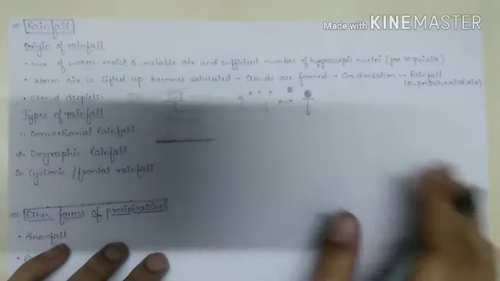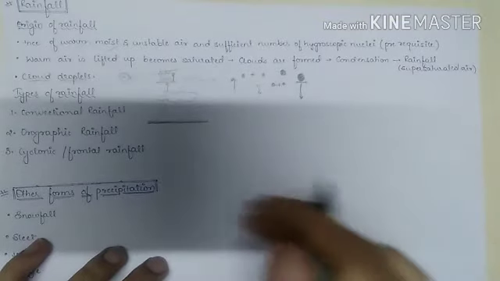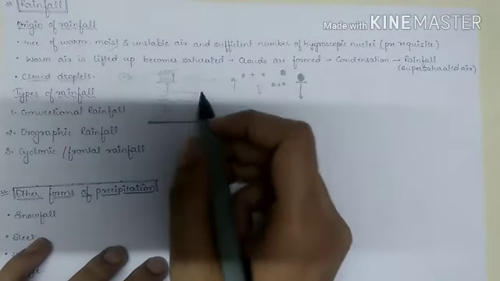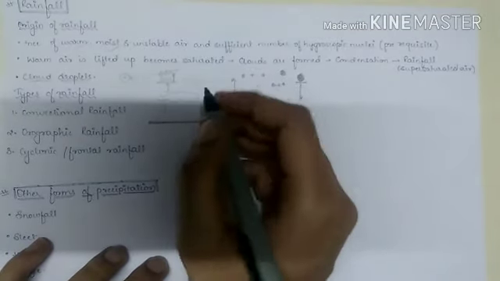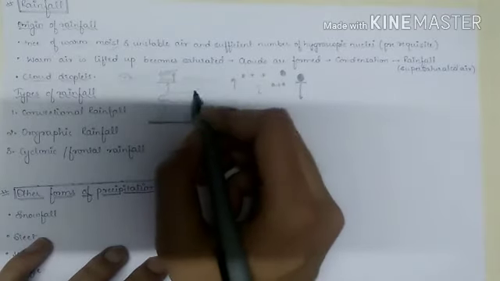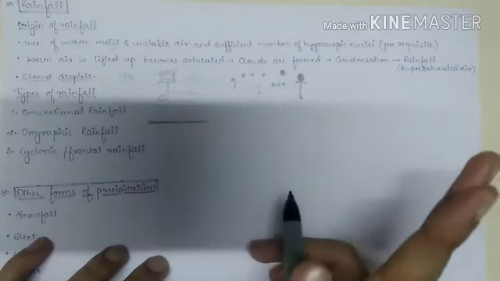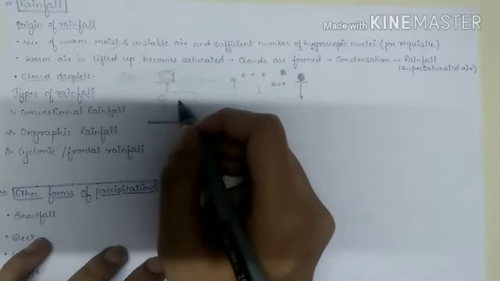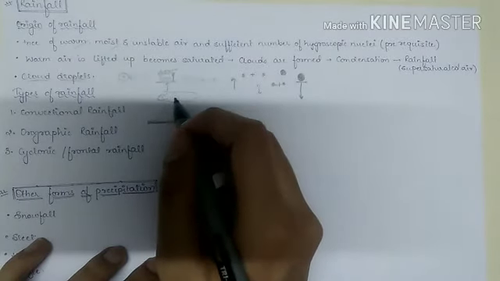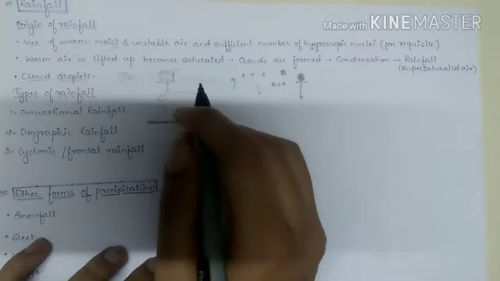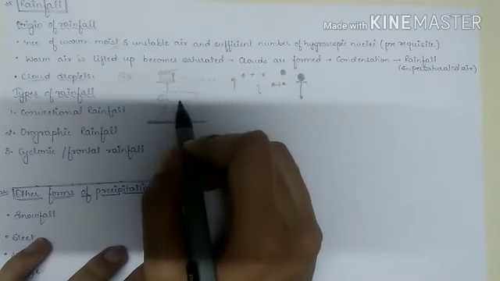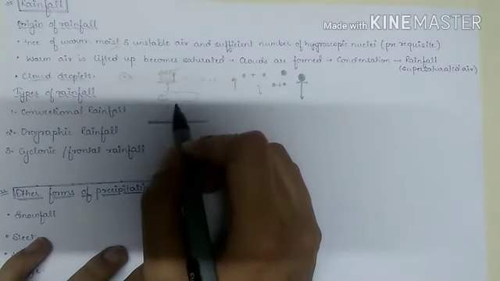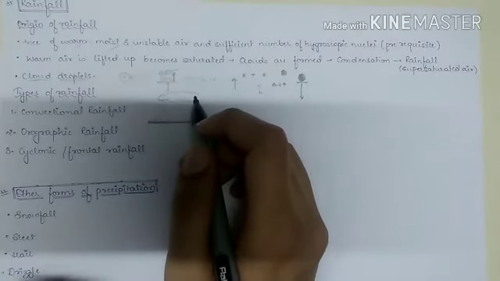Okay, now this was a simple mechanism. But for this convection there are two conditions that are required. The first is abundant supply of moisture through evaporation of air so that the relative humidity becomes high.